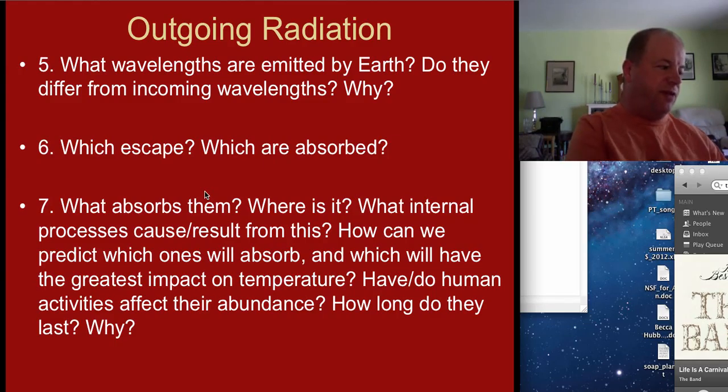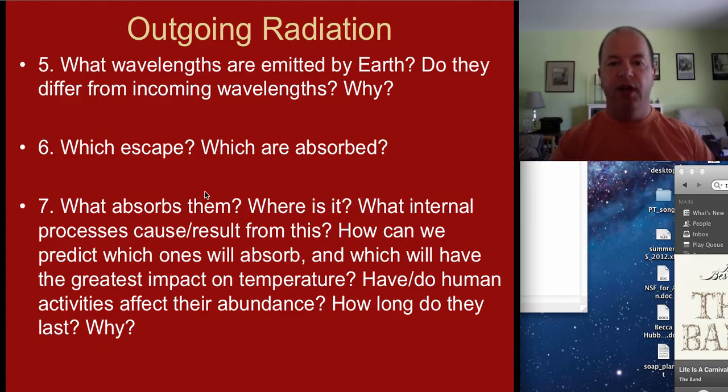Just the idea of framing this in terms of questions makes you a little more hungry for the information. If you know what questions we're trying to answer, the answers are bound to make more sense, right? So now as we turn to the outgoing radiation, we want to see what wavelengths are emitted by the Earth. Do they differ from incoming wavelengths, and why?